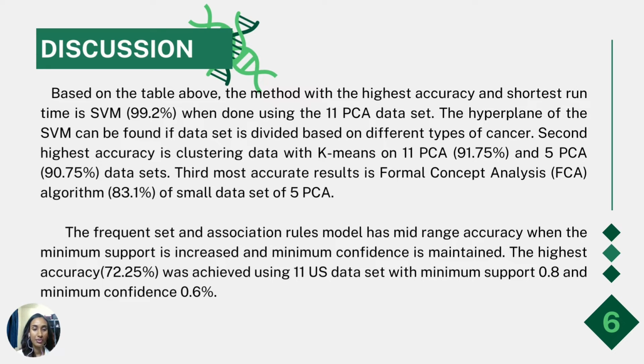The frequent set and association rule model has a mid-range accuracy when the minimum support is increased but the minimum confidence is maintained. The highest accuracy is 72.25% when achieved using 11 PCA dataset with a minimum support of 0.8 and a minimum confidence of 0.6.